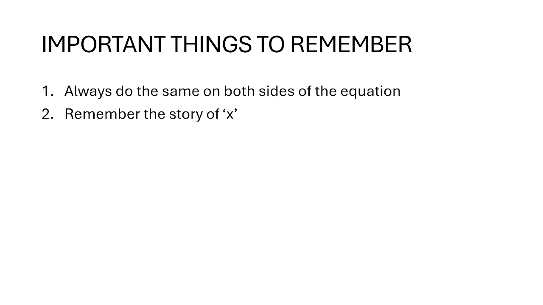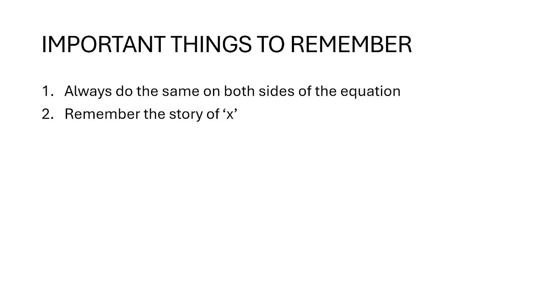First, important things to remember. You always have to do the same thing for both sides of the equation. So say you have x minus 3 equals 7, you have to add 3 to both sides of the equation. So you get x equals 10. You don't want to be adding 3 to one side of the equation and not the other, or adding 2 to one side and 4 to the other. It doesn't work like that. You've got to do the exact same for both sides, and as long as you do that, you should be okay.